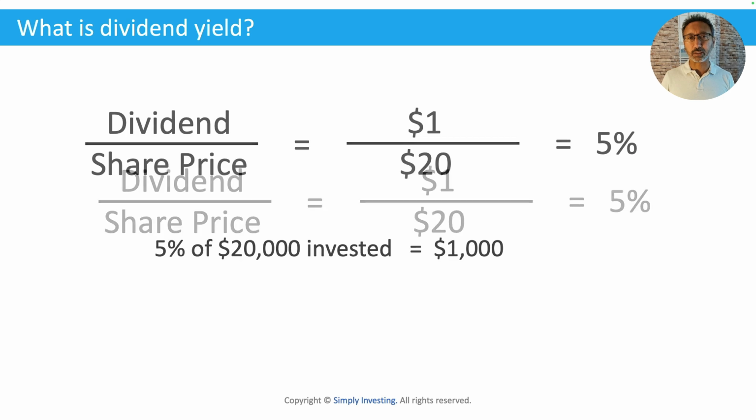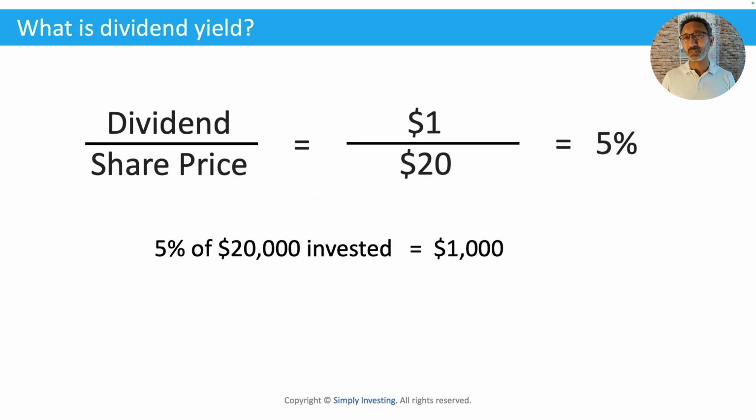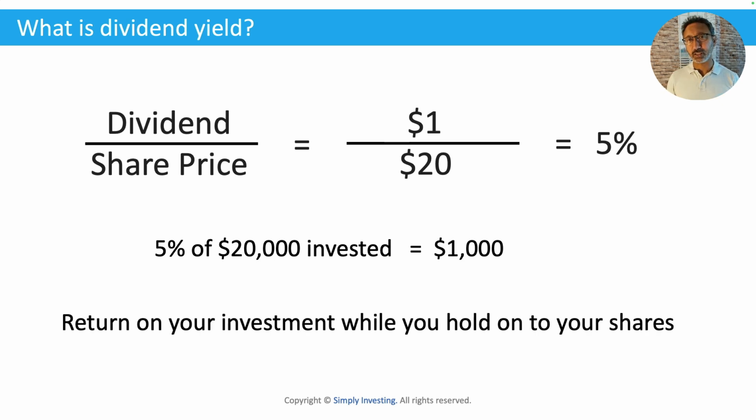What does it really mean? So for example, if you were to invest $20,000 in this company and the share price happens to be $20 a share, well, 5% of 20,000 is $1,000. That means you will receive $1,000 each year in dividends. So essentially, the dividend yield is showing you the return on your investment while you hold on to the shares.